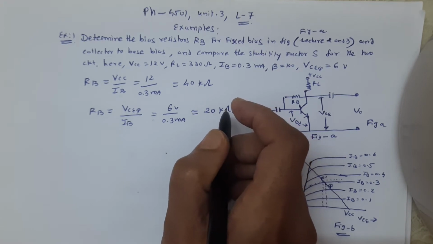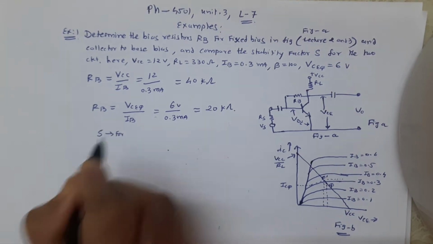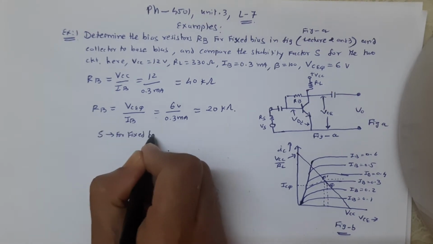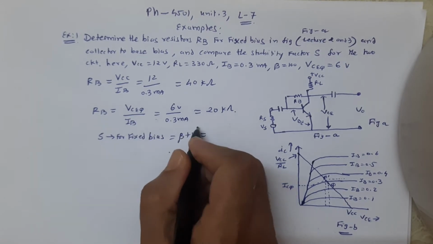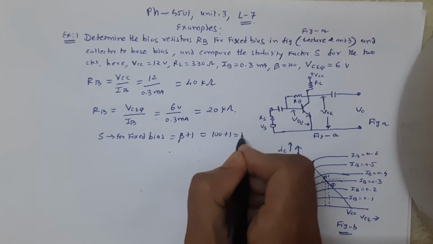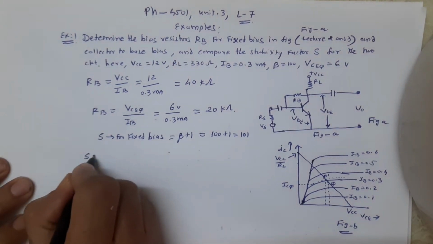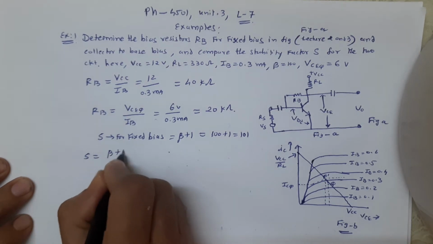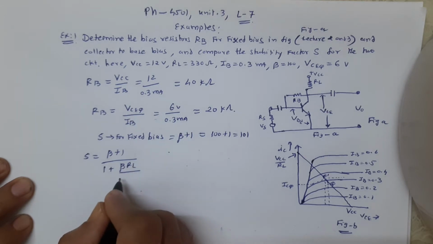The stability factor S for fixed bias is equal to beta plus 1, which is 100 plus 1, equal to 101. Now for the collector to base bias circuit, S is equal to beta plus 1 upon 1 plus beta times RL upon RL plus RB.